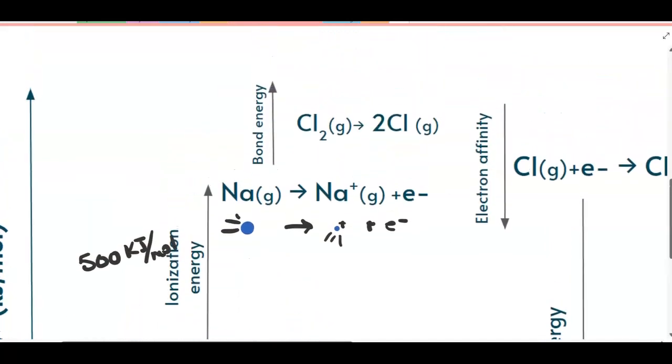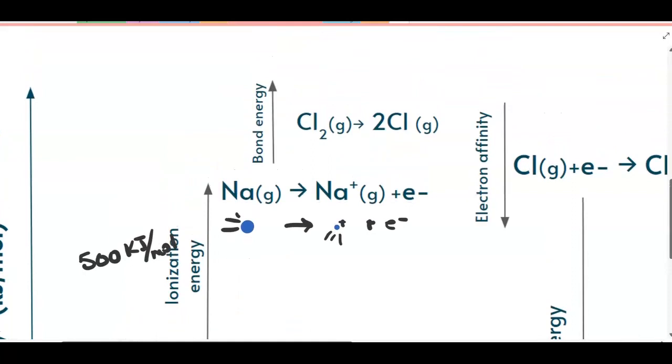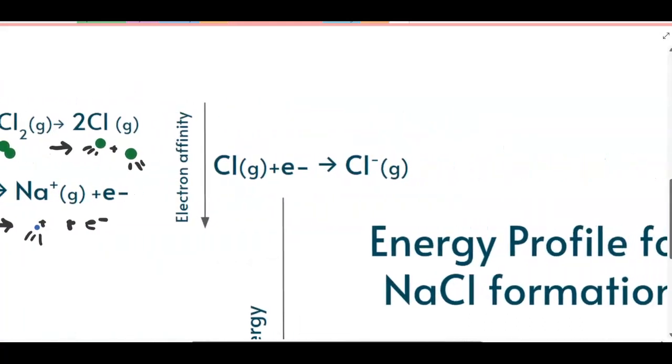The next energy will be breaking the bond between the 2 chlorines. The chlorine was already found as a molecule in gas form, but we need to break it into chlorine atoms. So we need to break the covalent bond between the 2 chlorine atoms and break it into the 2 separate chlorine atoms. This is known as the bond energy, and this one's about 100 kilojoules per mole needed to break that covalent bond.